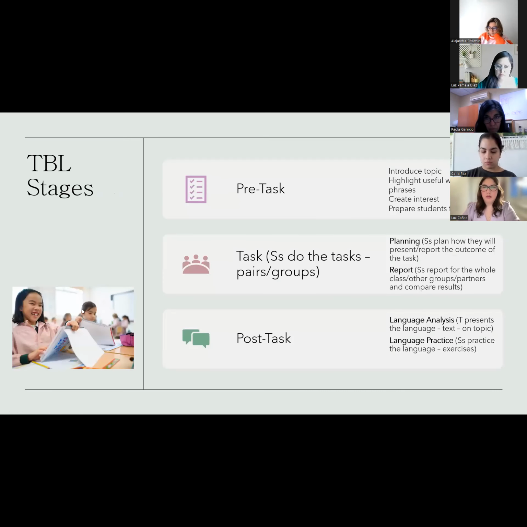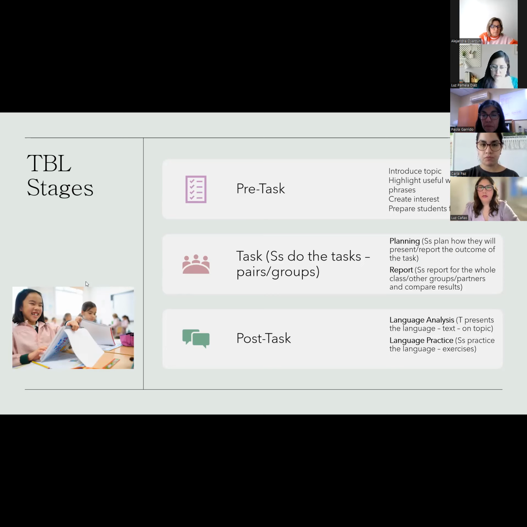So in the pre-task, we introduce the topic, we highlight useful words and phrases, we create interest, build motivation in our students. And as the name itself says, we prepare the students for the task. Preparation, okay? Then the main stage is the task. So students do the task. It could be done in pairs or in groups, depending on what you're asking them to do. It can even be done individually, right?